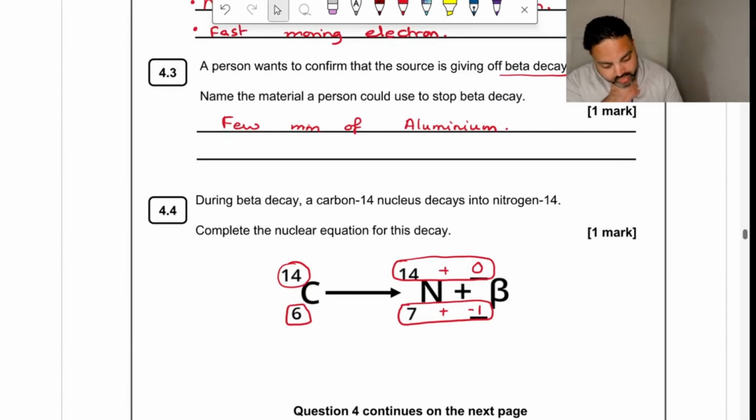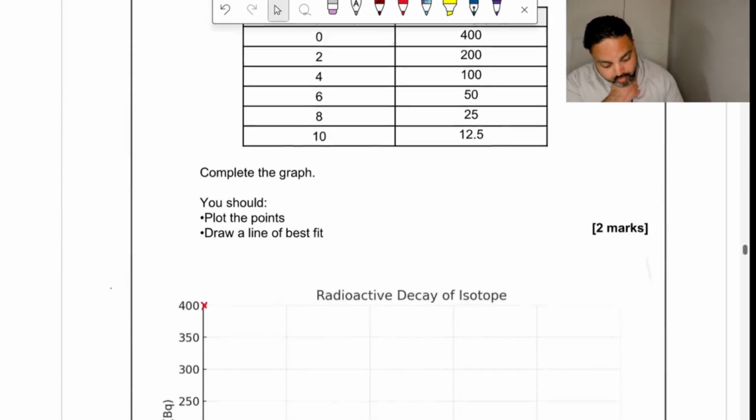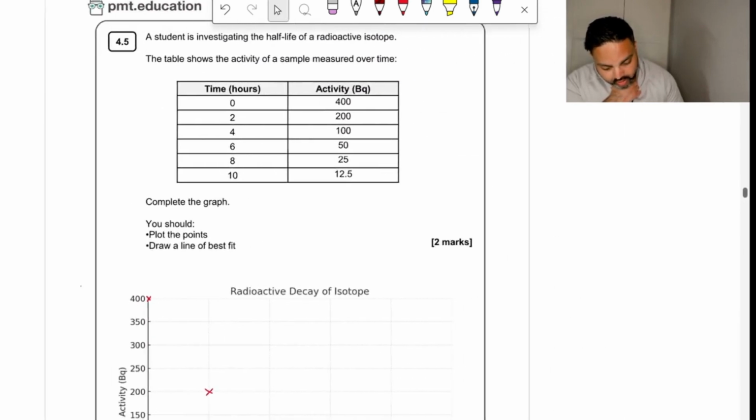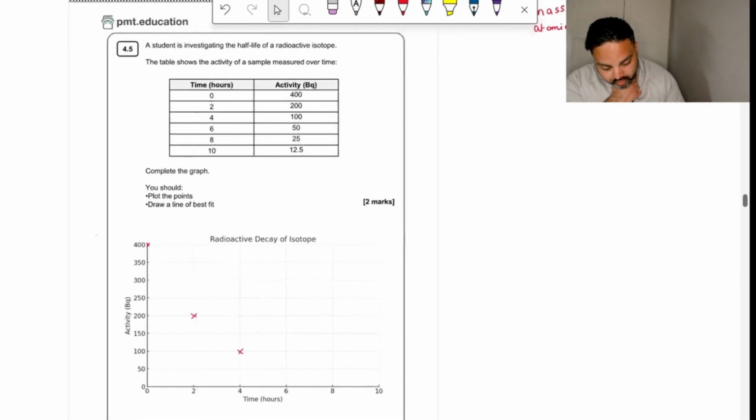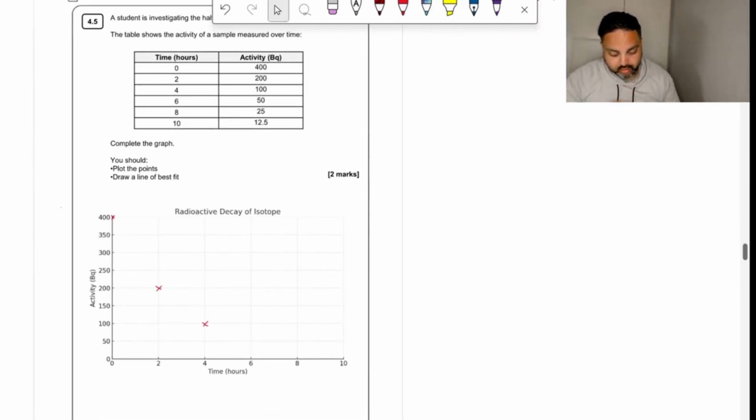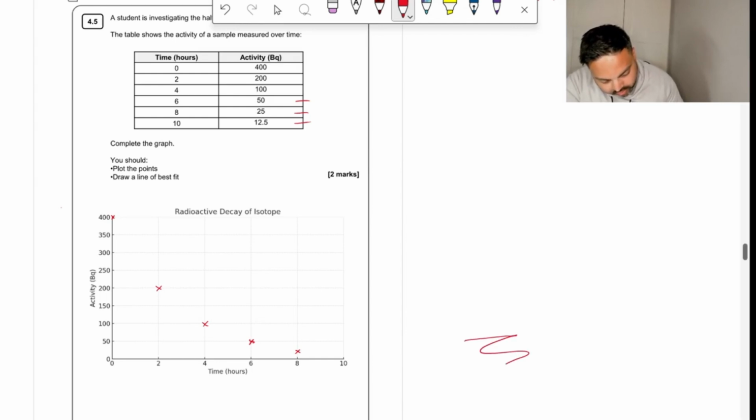Okay, now the next bit is you might be asked in the exam to plot a graph of activity versus time. So if you look at the numbers, that's the example of the question. I've plotted a few of them already just because I wanted to make sure this was as smooth as possible. So the last three I need to plot are these three. 6 and 50, I'm just going to put across there. 8 and 25, so I'm going to put across there. And then this one, 10 and 12.5.